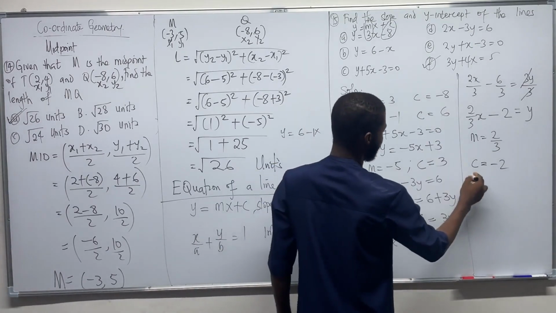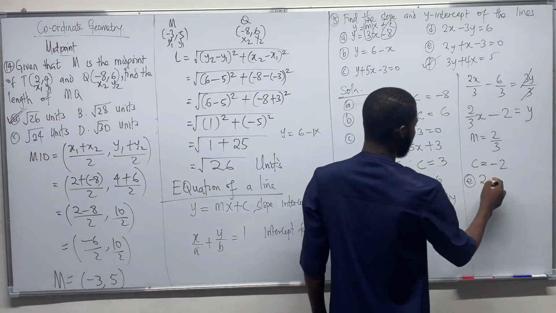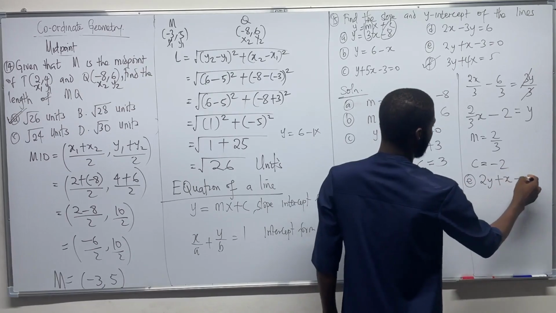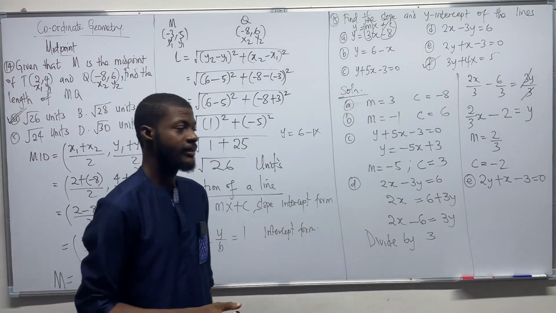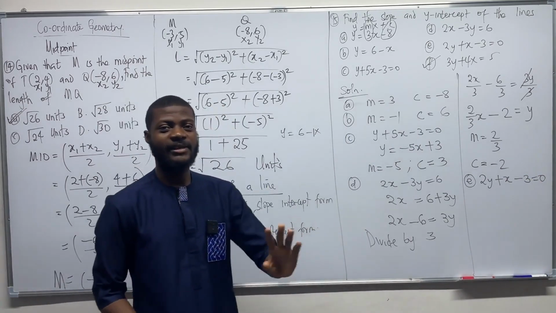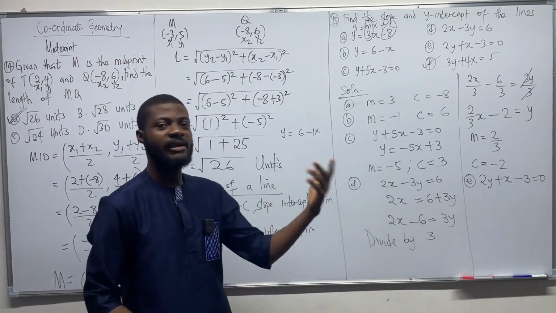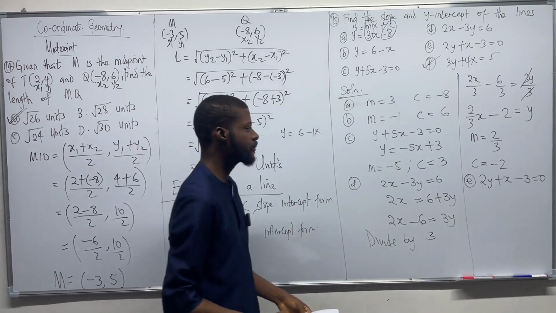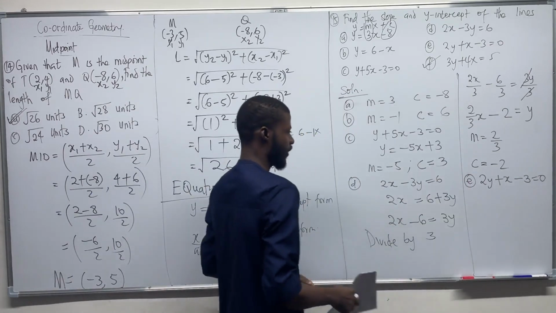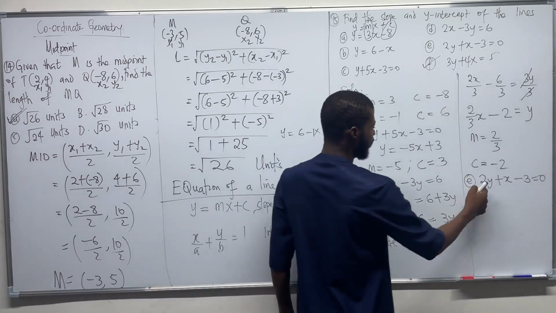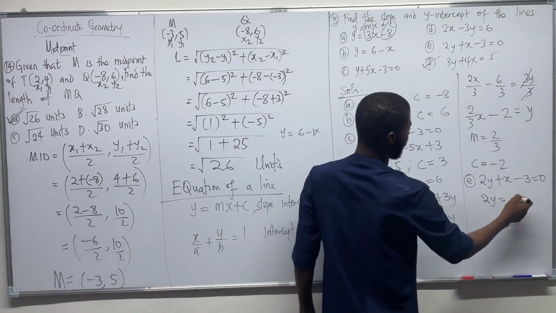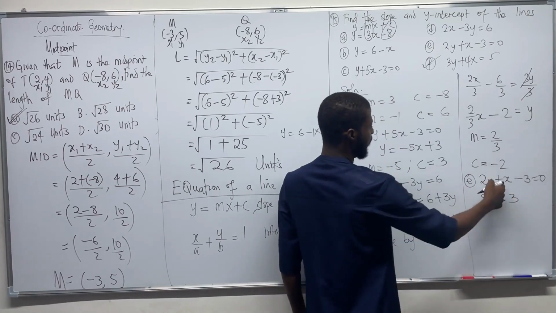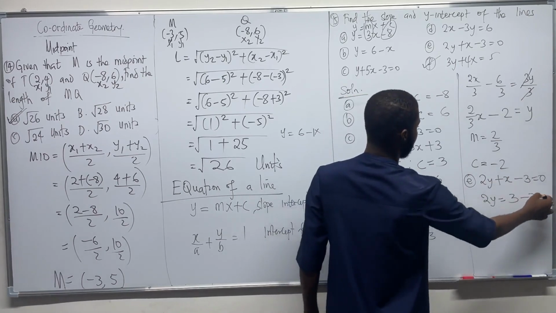Let me do E also. So E is 2y plus x minus 3 equal to 0. This very video is a very, very important and simple video that covers everything in coordinate geometry. So let's make y our subject. So first of all, this is 2y. If this minus 3 goes by, it becomes plus 3. Then if the plus x goes by, it becomes minus x.